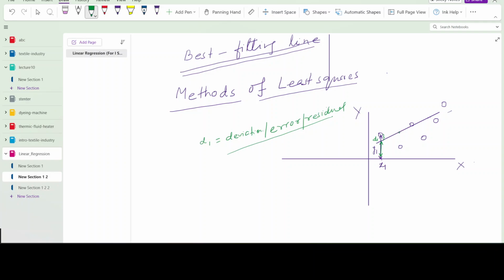Likewise, we have d2 here. This is almost there. This vertical distance is d4 here. This vertical distance is d5.